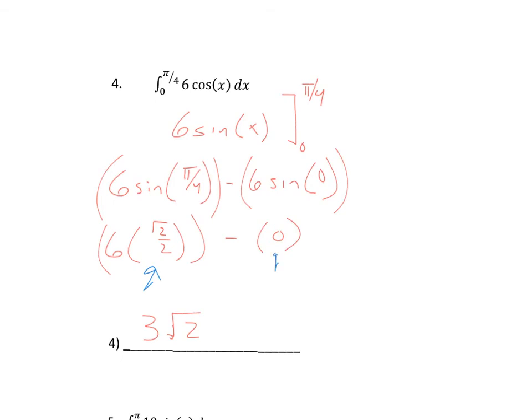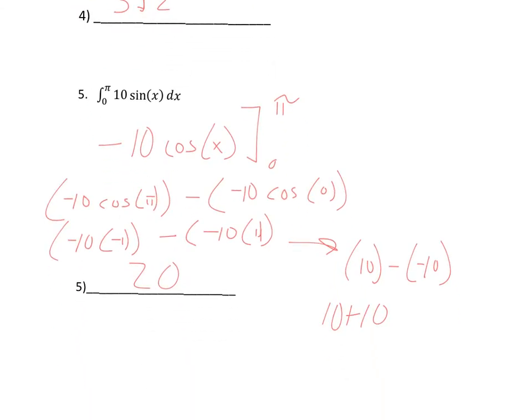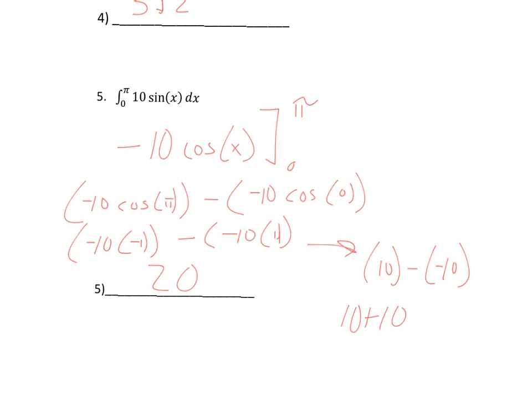6 times 0 is 0. 6 times radical 2 over 2 is 3 radical 2. Some of you guys got all the way up to that last step and simplified incorrectly. For number 5, the integral of the sine of x is the negative cosine of x. So I have negative 10 cosine of x from 0 to pi. I plug a pi in wherever I see an x.